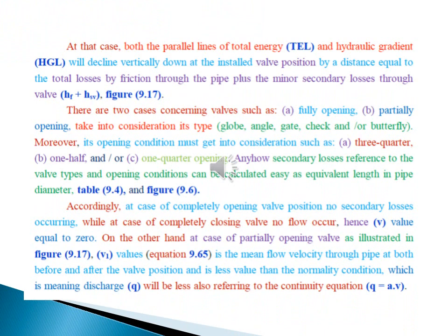Look, my dear, there are 2 cases concerning valves, such as fully opening or partially opening. Take into consideration the globe, flow, angle, gauge, check, or butterfly valve. Moreover, its opening condition must be considered, such as 3/4, 1/2, and 1/4 opening. Anyhow, secondary losses with reference to the valve type and opening condition can be calculated easily as equivalent lengths in pipe diameters, as shown in the previous table and figure.